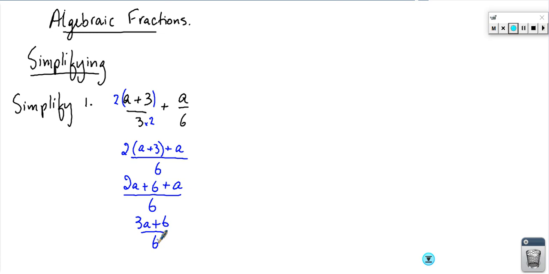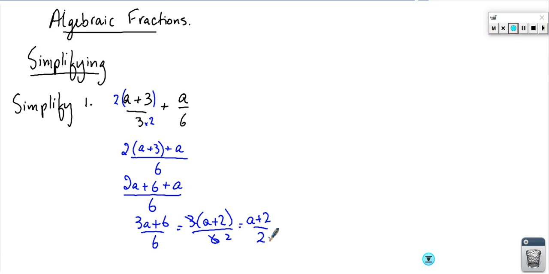But as you can notice, 3a plus 6 has a common factor, which we need to take out, which is 3 into a plus 2 on 6. And 3 divides into 6, divides 2. So the answer is a plus 2 all over 2.